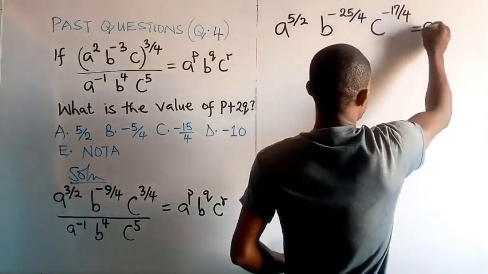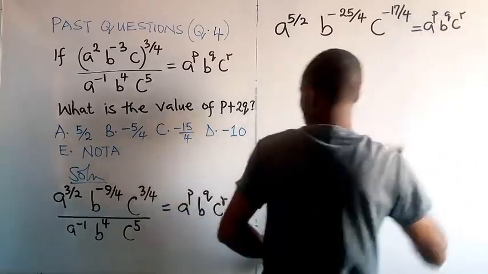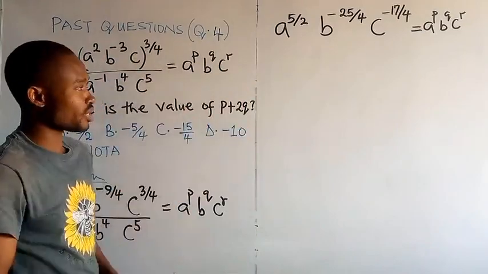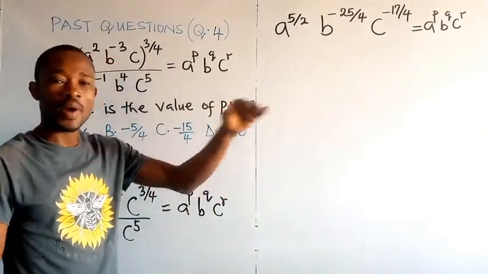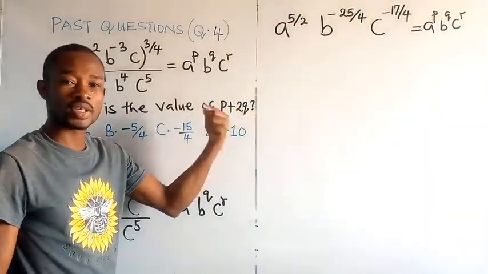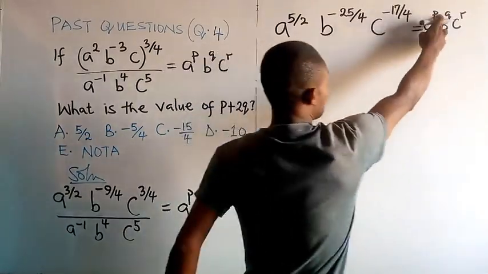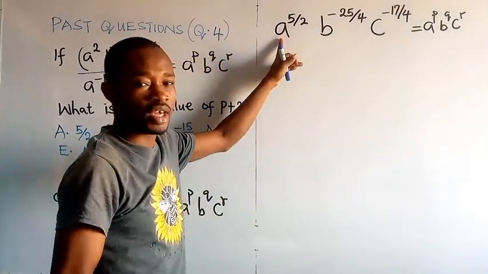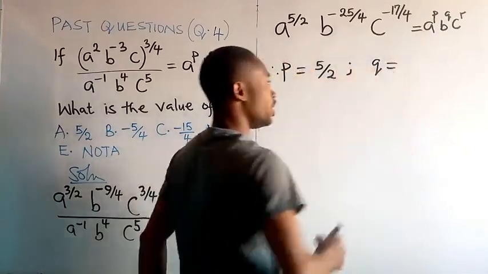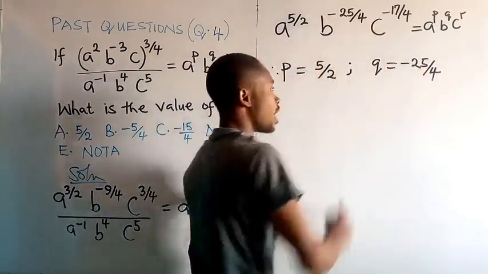We shall make this equal to a to the power of p, b to the power of q, and c to the power of r. Now that you have expressed the left-hand side to look the same way as the right-hand side, we shall now compare their powers and equate them. Now we are looking for p plus 2q. That's what the examiner asked us to get. So I will be interested in getting the value of p and q. From here, p is the power of a, so definitely it is equal to the power of a on the left-hand side. In a similar way, q, which is the power of b on the right-hand side, is going to be equal to minus 25 over 4 on the left-hand side.